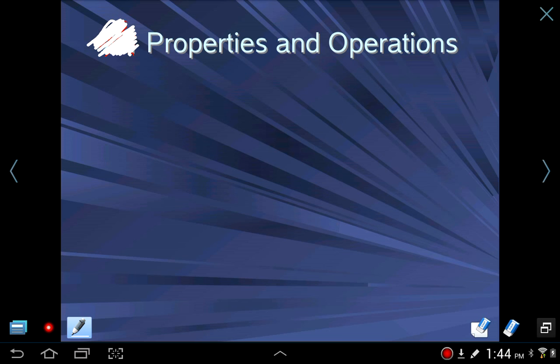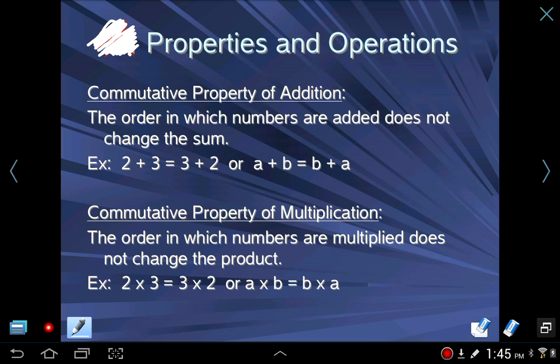It's going to be basically, guys, a lot of definitions that you're going to have to go through. Okay, the first two definitions are commutative property of addition and commutative property of multiplication. They're basically the same definition. The difference is one is for adding and one is for multiplying. So the commutative property of addition is the order in which numbers are added does not change the sum. So 2 plus 3 equals 3 plus 2. Okay, so 2 plus 3 is 5, and 3 plus 2 is 5, so that doesn't matter.